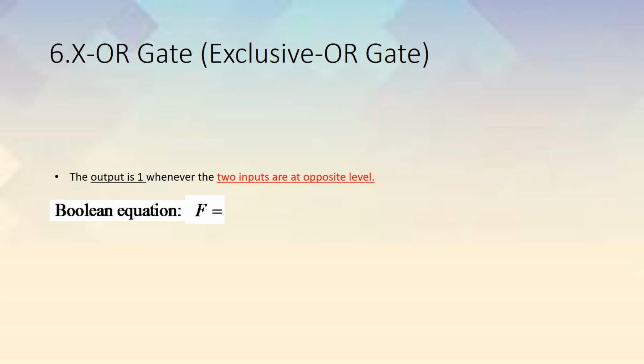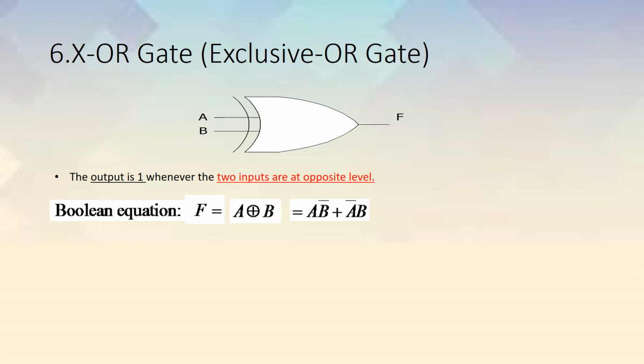Exclusive OR gate. So the symbol of the exclusive OR gate is like this. The main point is the output is 1 whenever the two inputs are at opposite levels. So the Boolean equation of the exclusive OR gate is F = A ⊕ B, equal to A B bar plus A bar B.